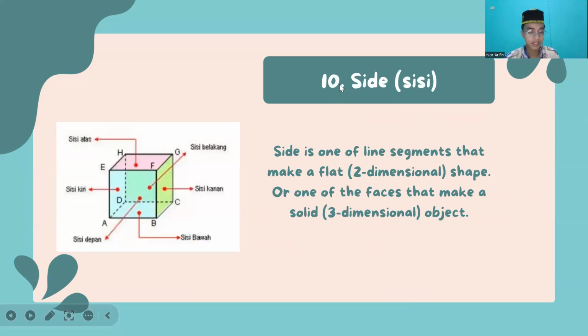Next, side, or in Bahasa we call sisi. A side is one of the line segments that make a flat two-dimensional shape, or one of the faces that make a solid three-dimensional object.